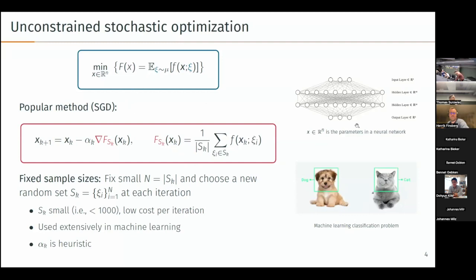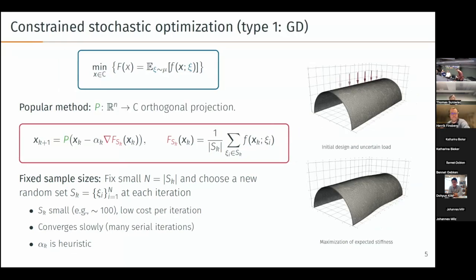As I said, it's used extensively in machine learning. One of the things I want to point out about it is that the step length is a heuristic most of the time. It's very hard to study step length choices for this type of problem. There's hundreds of papers written about it. I don't really want to get into it in this, but it is something to keep in mind. It's cheap per iteration, lots of iterations, heuristic step lengths.